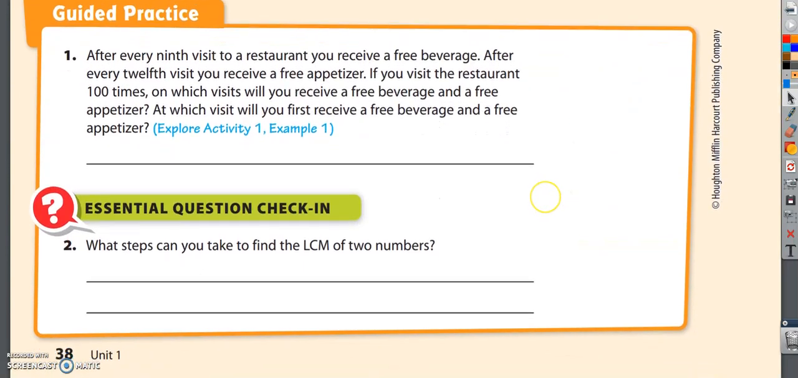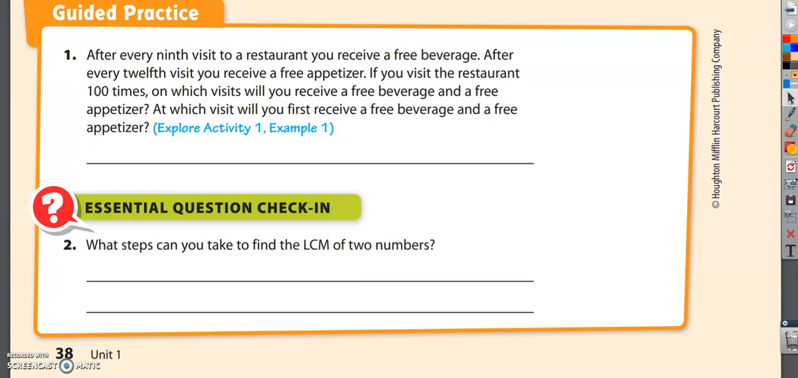Number 1. Every 9th visit to a restaurant, you receive a free beverage. After every 12th visit, you receive a free appetizer. If you visit the restaurant 100 times, on which visits will you receive a free beverage and free appetizer? At which visit will you first receive a free beverage and a free appetizer?